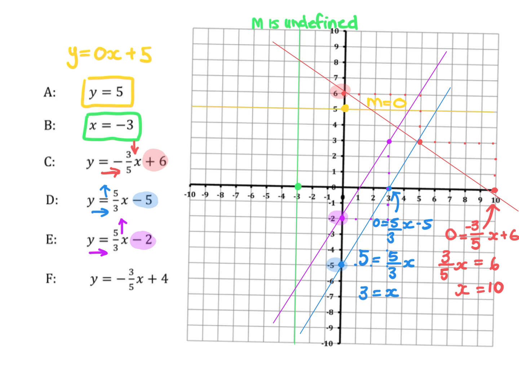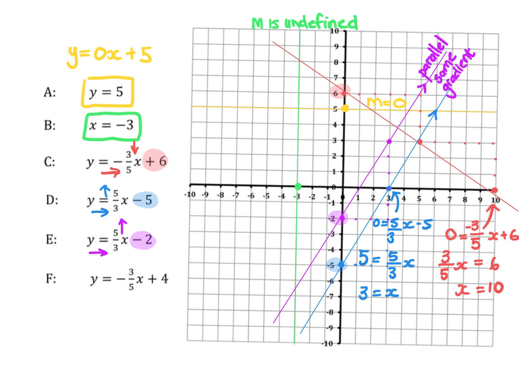So hopefully you notice that the purple line and the blue line are parallel. The reason that they are parallel is because they have the same gradient. So if their growth is the same and they have the same gradient, it means that they will never touch because they go up at the same rate. So parallel, same gradients. That is very important.